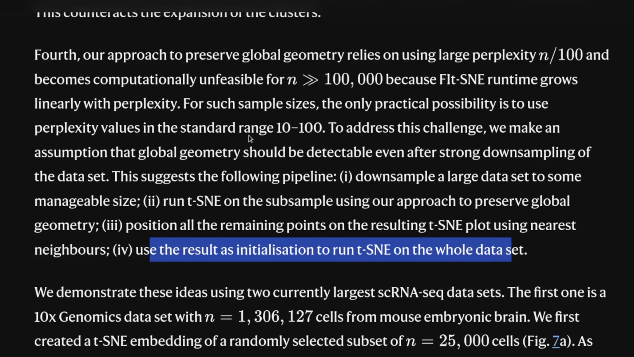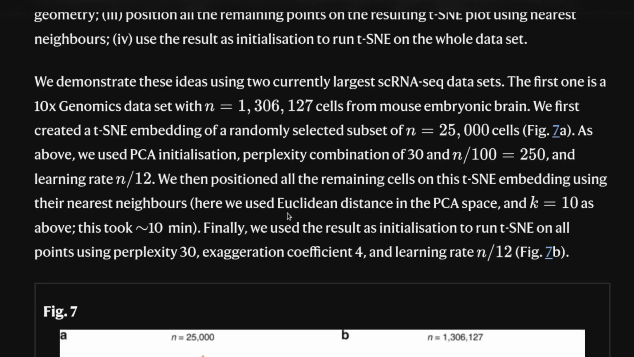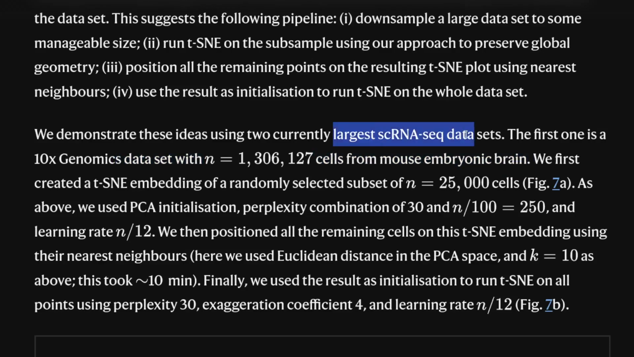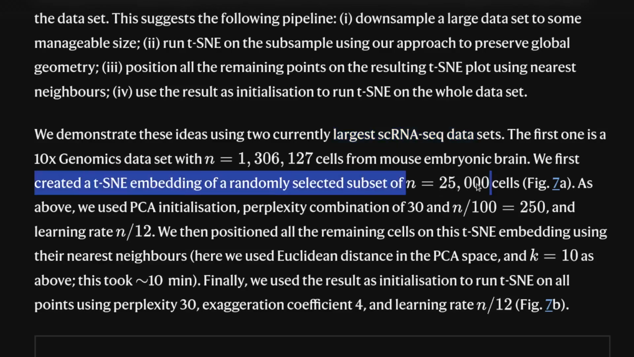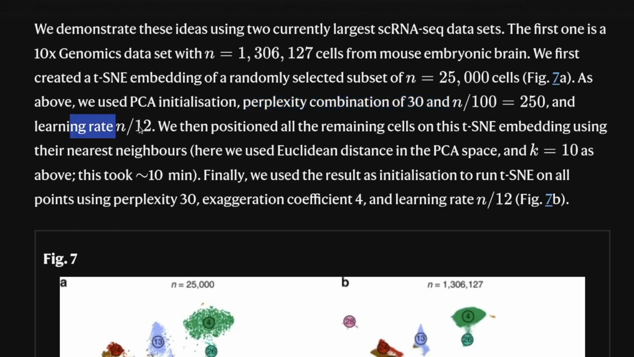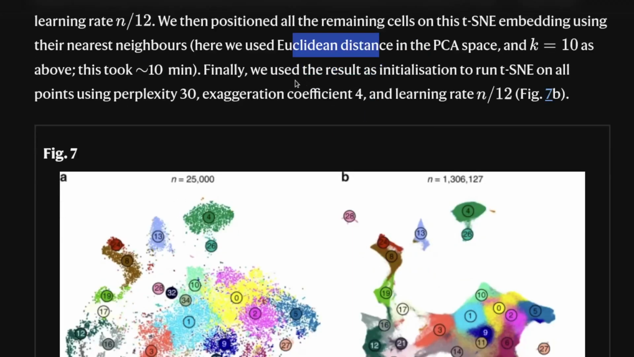We demonstrate these ideas using two currently largest RNA-seq datasets. The first one is a 10x genomics dataset with cells from mouse embryonic brain. We first created a t-SNE embedding of a randomly selected subset of cells, figure 7a. As above, we used PCA initialization, perplexity combination of 30 and learning rate. We then positioned all the remaining cells on this t-SNE embedding using their nearest neighbors. Here we used Euclidean distance in the PCA space, and, as above, this took 10 min.